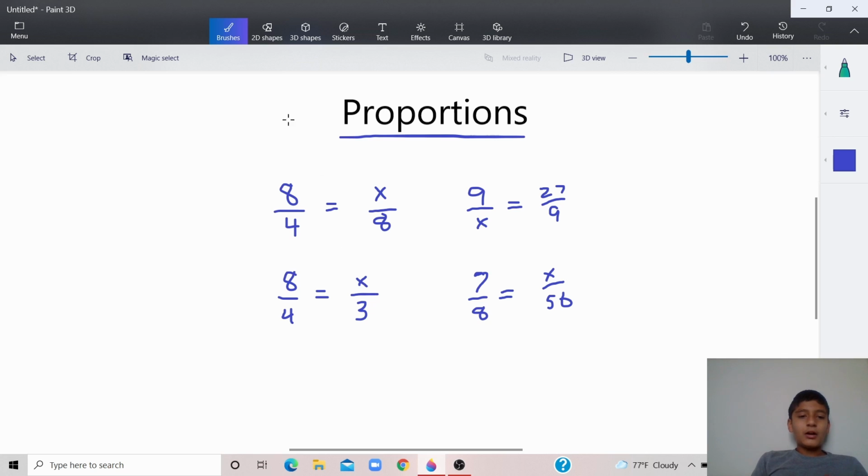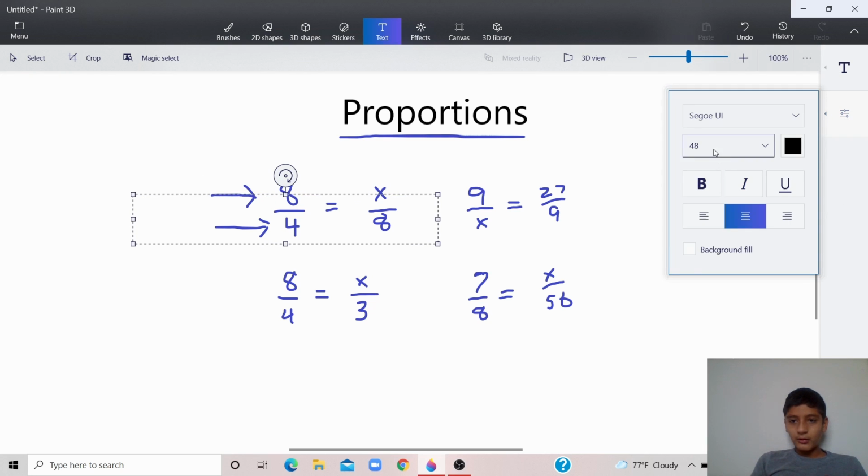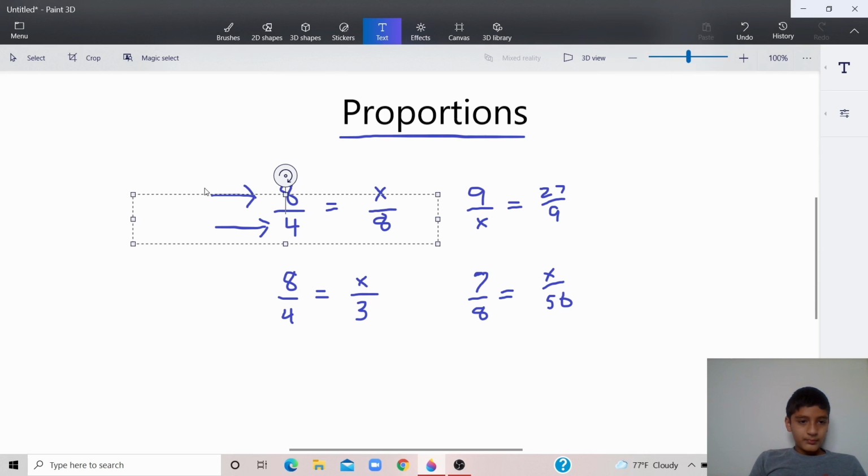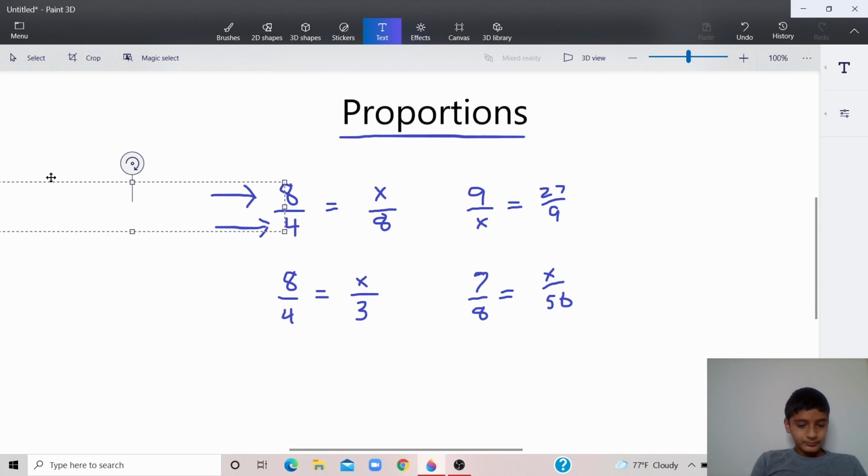So proportions are these kinds of problems where you have two fractions, but you have to solve for a missing part of the fraction. It's either the numerator or the denominator. If you don't already know, the numerator is the top number and the denominator is the bottom number. So I'll just put numerator and denominator. Numerator, and then this one over here is the denominator.